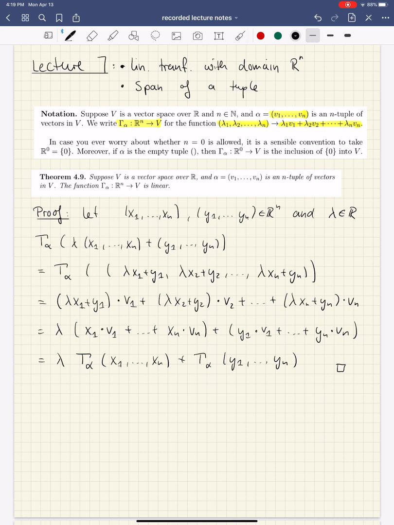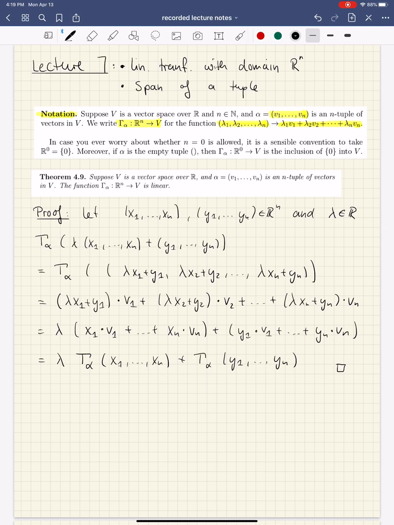These types of linear transformations are going to be very important, and they're going to come up a lot. So this notation up here you should really keep in mind. I will refer to gamma alpha throughout the lecture and it will pop up a lot. The reason is that this is the prototype of linear transformation that you can have specifically when you have domain R to the n. And this is what we're going to prove next: that any linear transformation looks like a gamma alpha for some choice alpha.